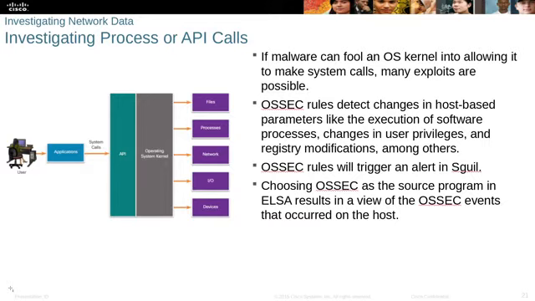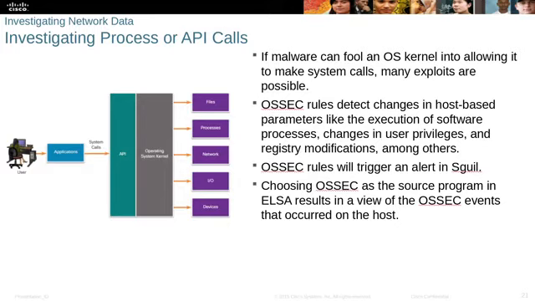However, malware can also make system calls, and if malware can fool an operating system kernel into allowing it to make system calls, many exploits are indeed possible. Host intrusion detection system software scans and tracks the operation of the host operating system. So OSSEC rules detect changes in host-based parameters like the execution of software processes, changes in user privileges, registry modifications, among many others.